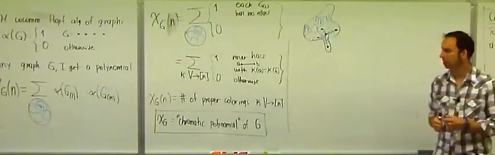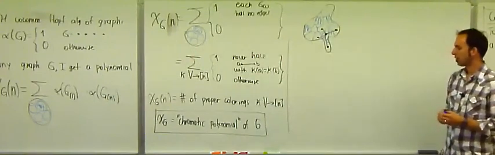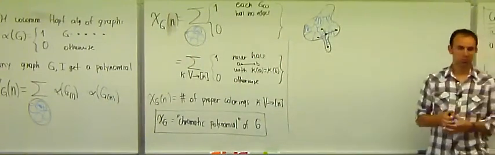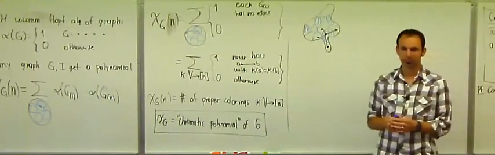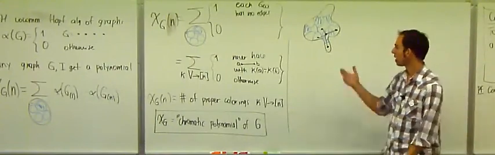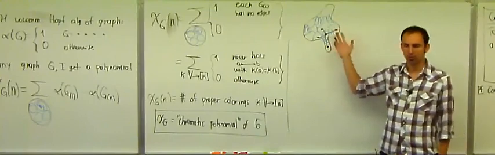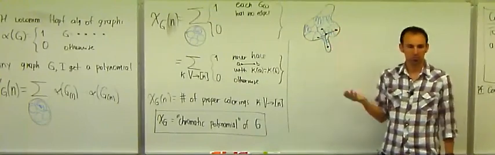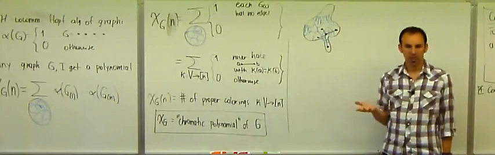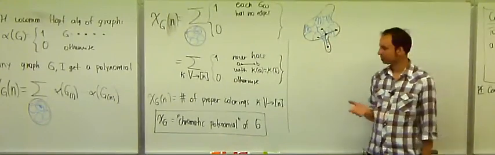Okay? Now, the first time that you see this, you should be very surprised that this is a polynomial, right? Because I'm saying, okay, if you have 10 colors, how many ways do you have of coloring this? Or if you have 20 colors, or if you have 30 colors, and those are just some numbers. But it turns out that actually that's a polynomial function. Okay?